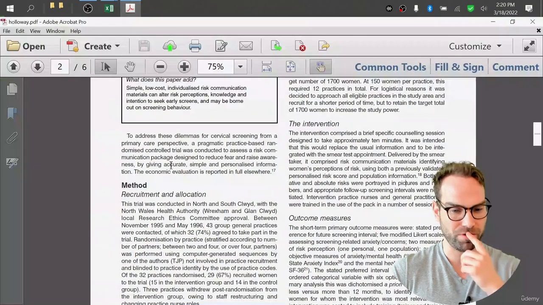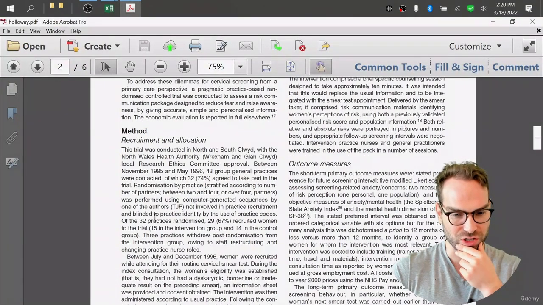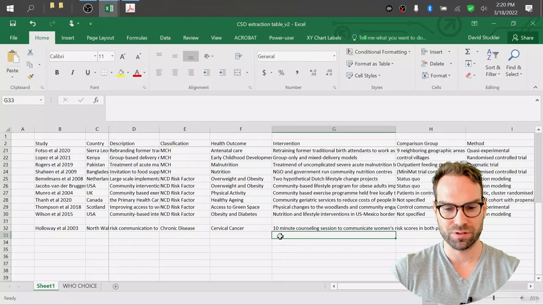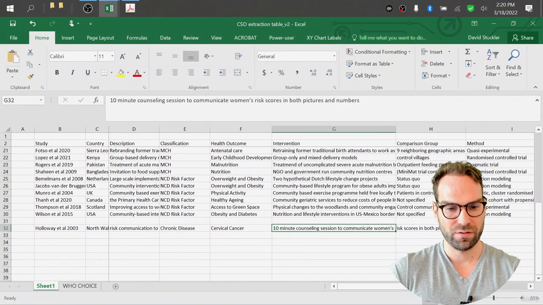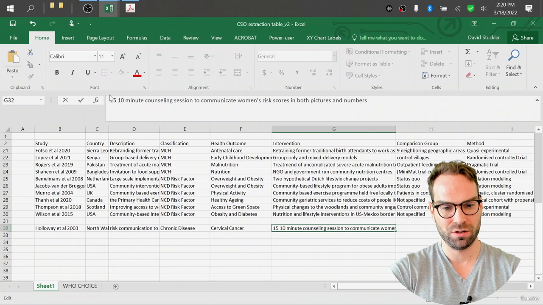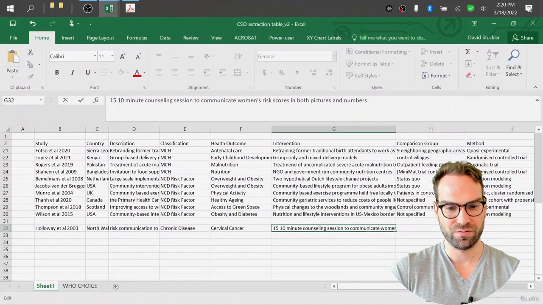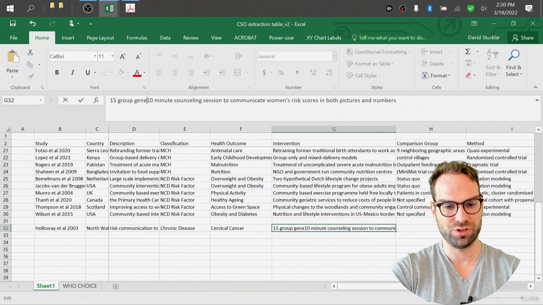Who is the comparison group? So now we need to go look. Here we go. 32 practices randomized. So 3 dropped out, 15 intervention, 14 control group. So here we go. 15, and I think these were clinical practices. So these were 15 group general practices.